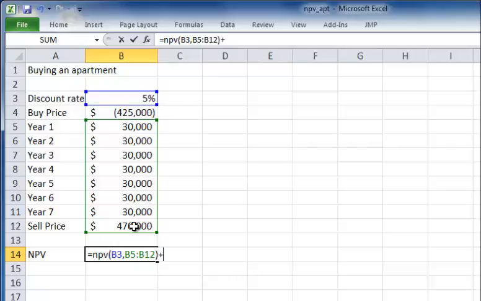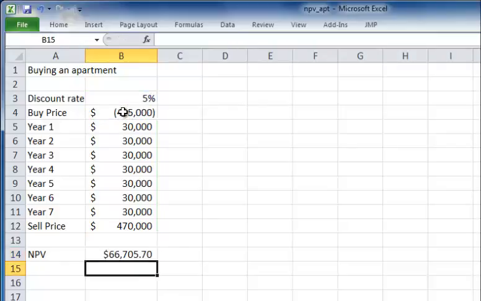The last step is to add back the initial purchase price, which we do here. And after we click enter, we have the results. So the net present value for this whole project is about $66,000.